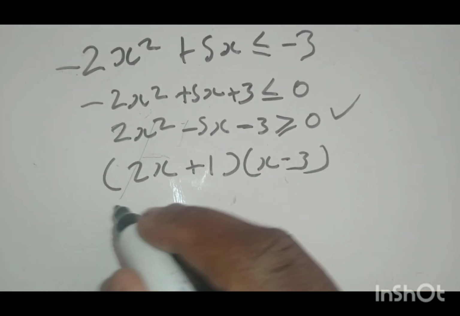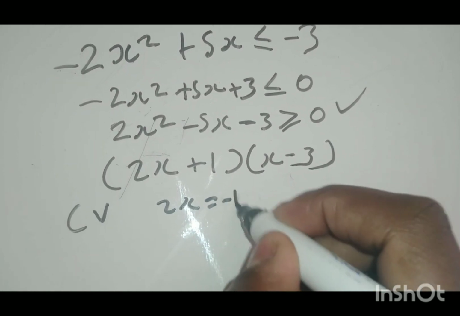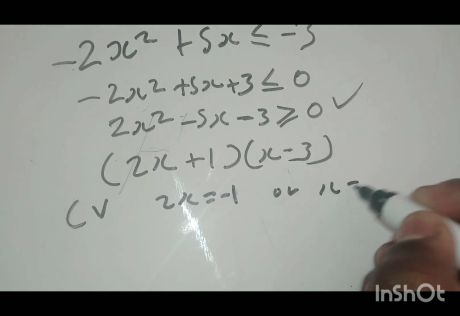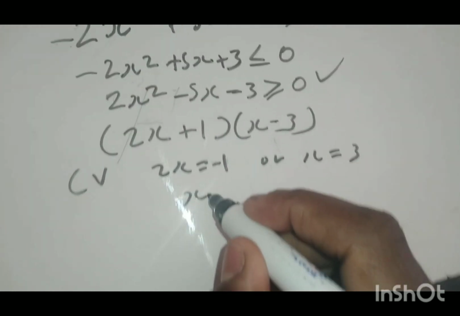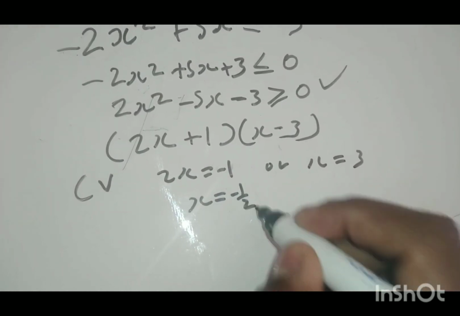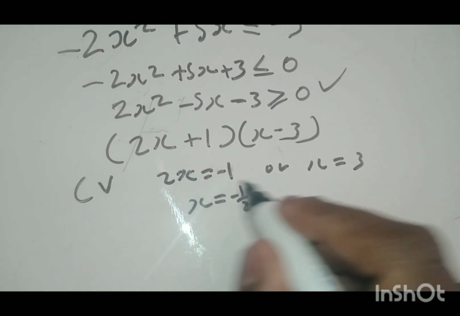So from here, we now see critical values. 2x is equals to -1 or x is equals to 3. And then it means when we divide both sides by 2 here, x is equals to -½, right? Because we can't really have 2x. We have to have x as the subject of the formula.